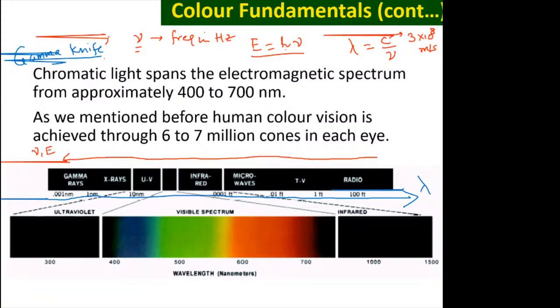Okay. So 7 million, you know, 10 to the power 6 is called million. ठीक है ना, 10 लाख को million बोलते हैं. So that means 6 to 7 million. So many cones we have in our eye.